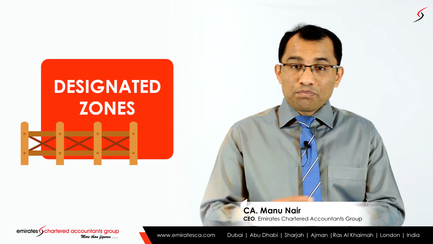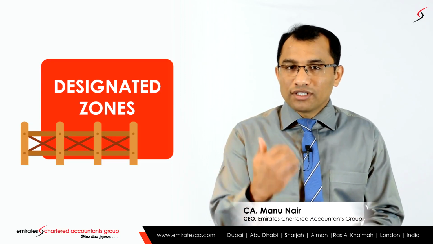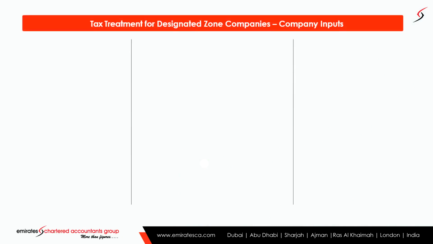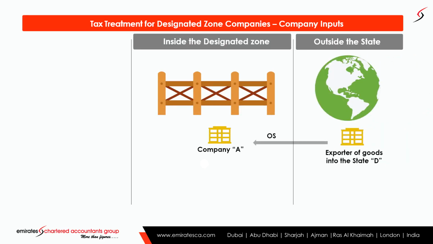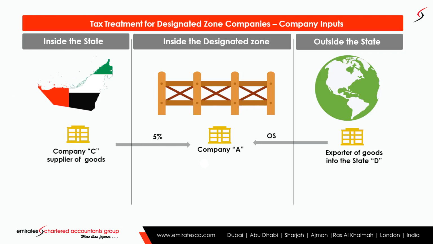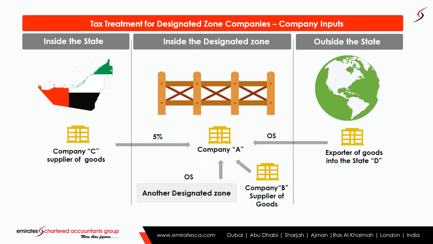Now let us understand how the tax applies in the case of designated zones. Let us consider the purchases, in the case of goods. In my example, the center point is the designated zone, and on one side you can see the world outside UAE, on the other side you can see UAE. So UAE, designated zone, outside UAE. Let us see how the purchase impact will be for VAT for the designated zones.